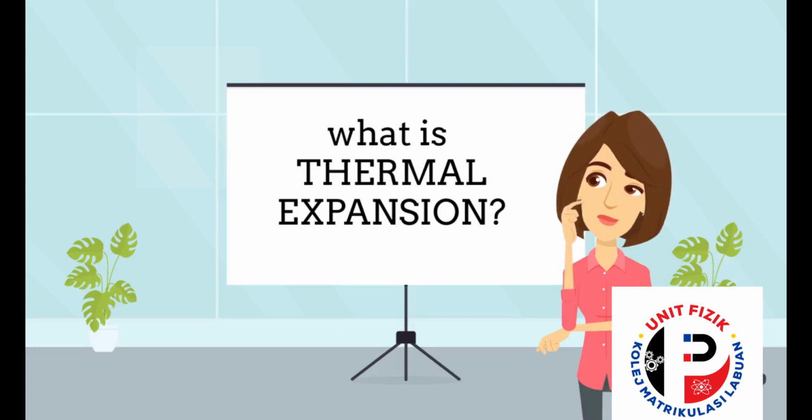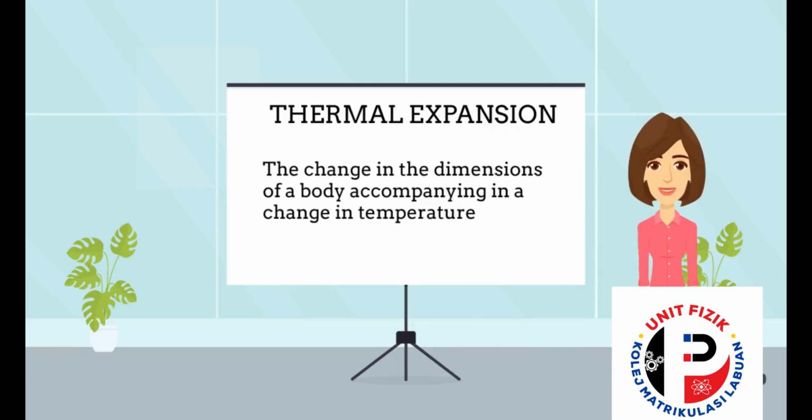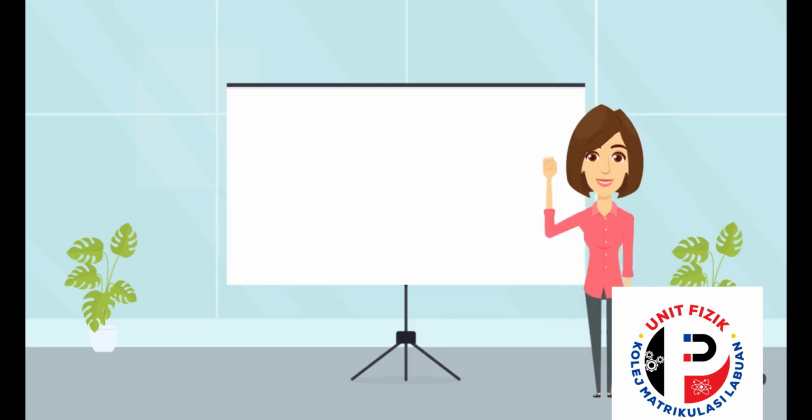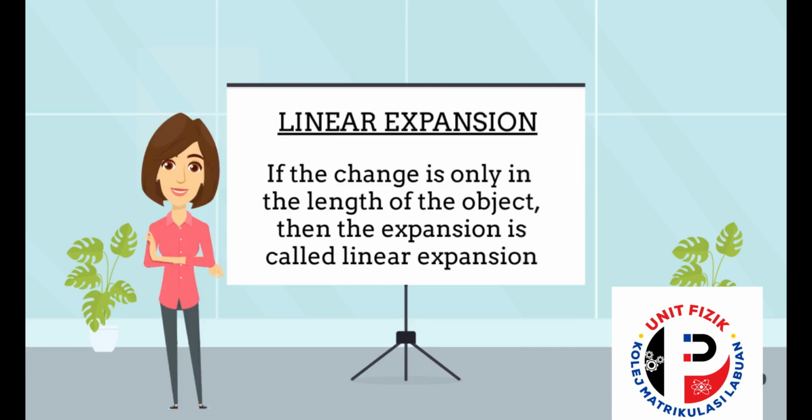So, what is thermal expansion? Thermal expansion is the change in the dimensions of a body accompanying a change in temperature. There are three types of thermal expansion, which are linear expansion, area expansion, and volume expansion. Linear expansion is when the change is only in the length of the object. Then, the expansion is called linear expansion.